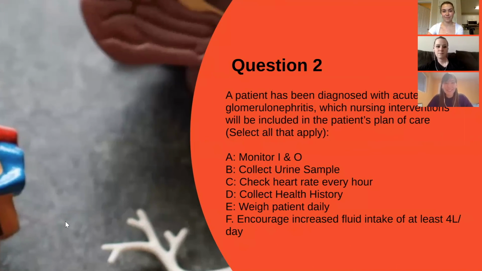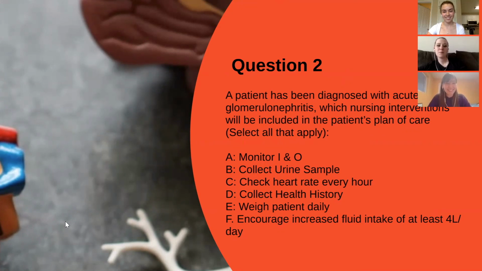Of course. The question is, a patient has been diagnosed with acute glomerulonephritis. Which nursing interventions will be included in the patient's plan of care? You can select all that apply.